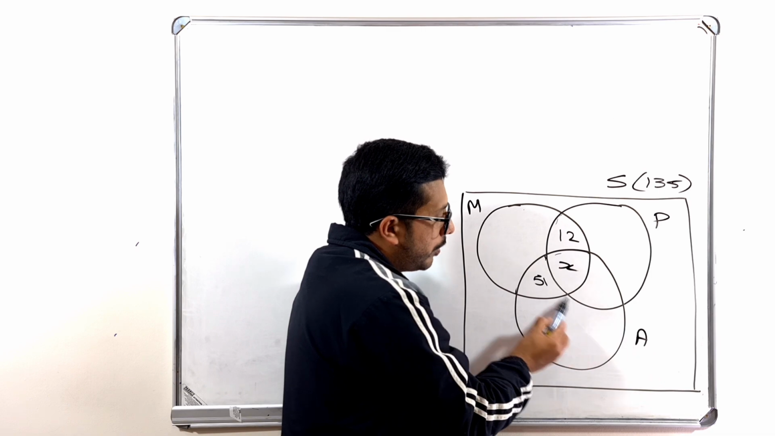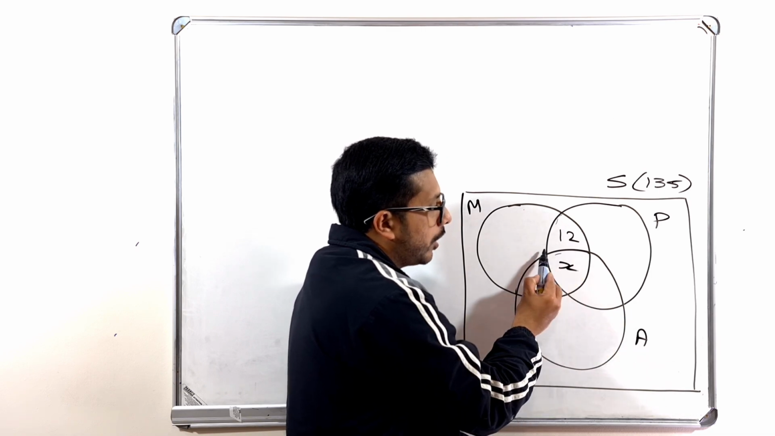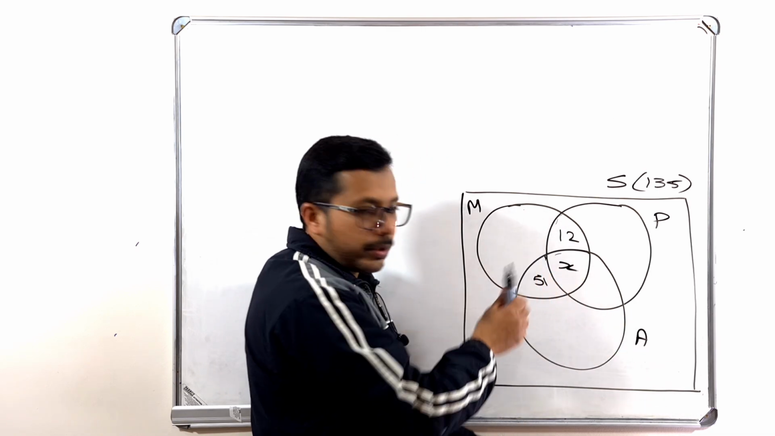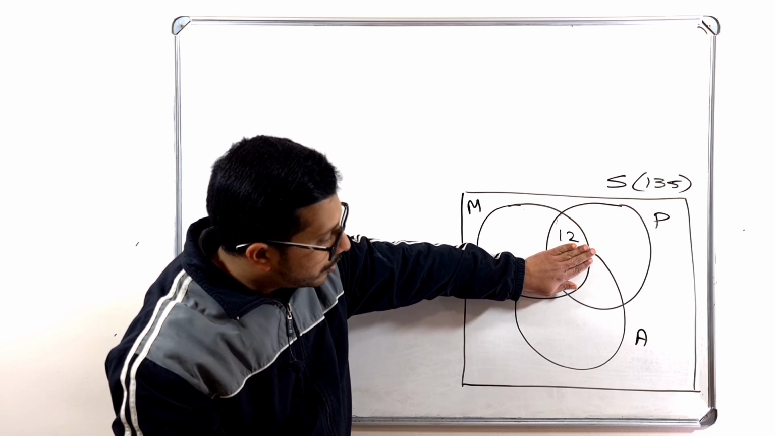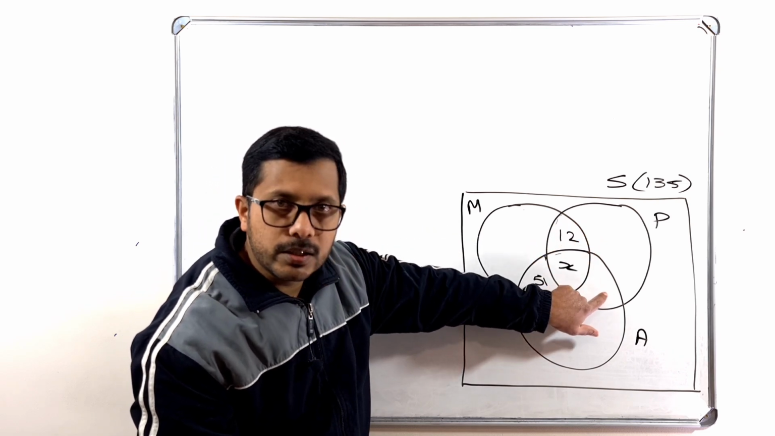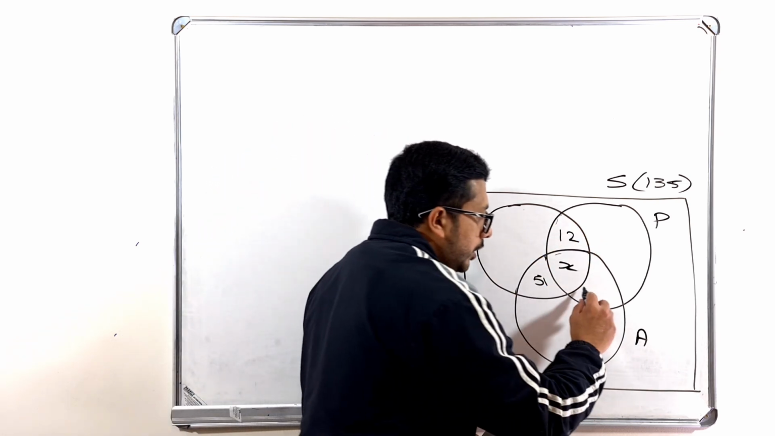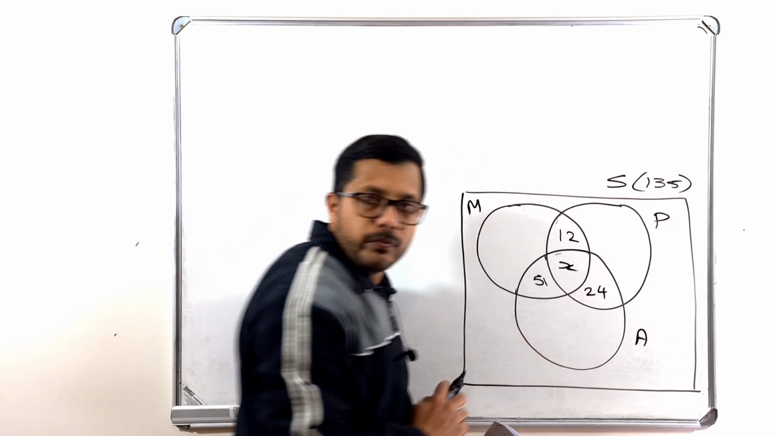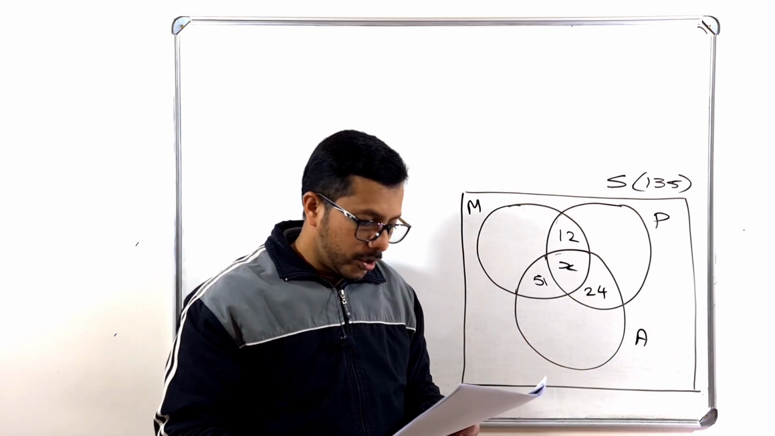This area is common for physical science and accounting, but not mathematics, so we have to hide this one. So what is the area? This is the one. How many? 24. Okay. Now let's go to the next bullet.